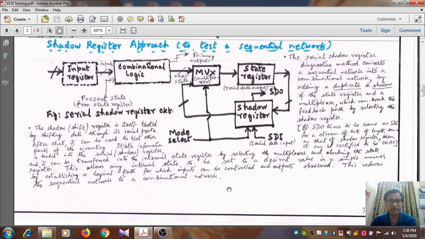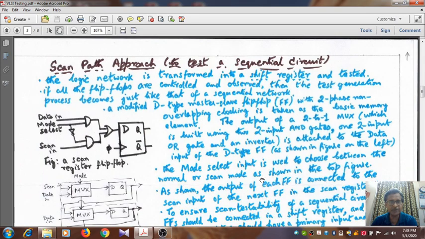Okay, so this is one mechanism by which a sequential circuit can be converted to a combinational circuit, and then we can subject it to testing. This is one approach. Another approach is the scan path approach. In the scan path approach, which is also employed to test a sequential circuit, the logic network is transformed into a shift register and tested. If all the flip-flops are controlled and observed, then the test generation process becomes just like that of a combinational network.